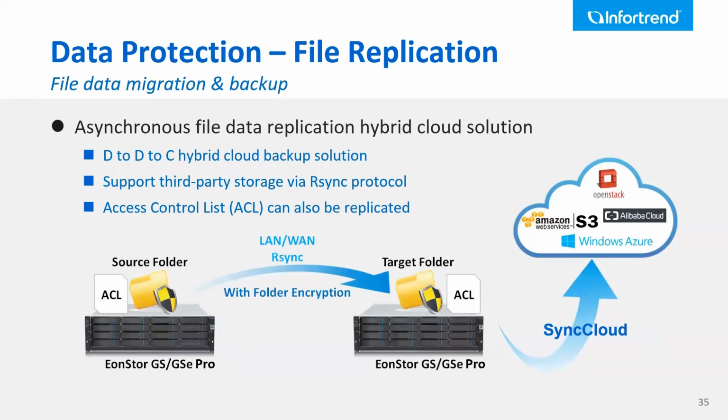At last, I want to talk about data protection, which is the most important factor nowadays. That's the file replication. This feature allows file data migrations and backup, disk to disk to cloud backup, shown in the current slide. Via the rsync protocol, we can grant third-party software storage systems, and in addition, the access control list can be replicated as well. You can see in the following slide all the scenarios of this replication.